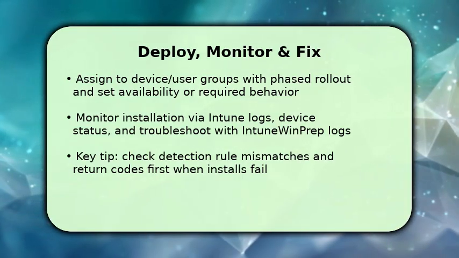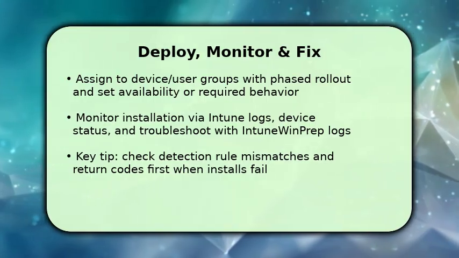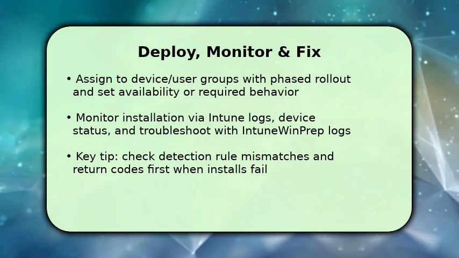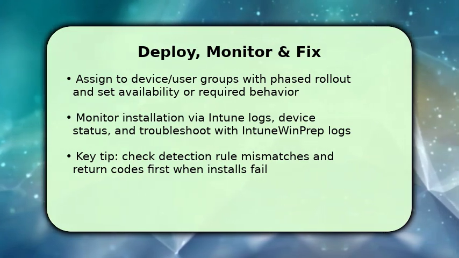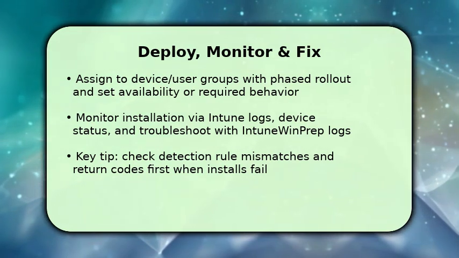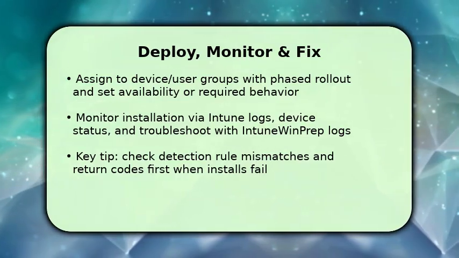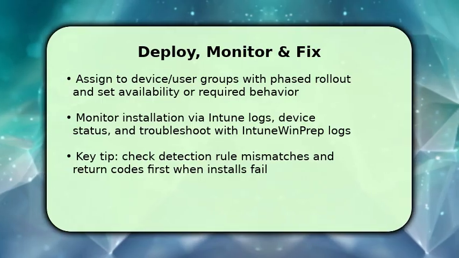If you encounter failures, collect the Intune management extension logs and the Win32 content prep tool output to trace issues. Make sure to check detection rule mismatches and non-standard return codes first. Fixing those usually resolves most failures quickly.